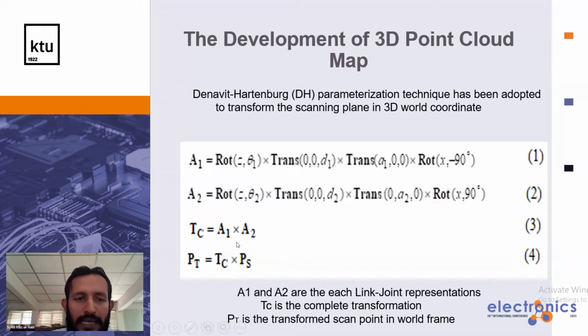Then we multiply this complete transformation TC by the individual discrete scanning points delivered by the scanner. As you can see, we are using the Hokuyo 30LX, which gives us approximately 1,000 scan points. So equation number 4 is run 1,000 times to transform the complete scan into the world coordinate system. For every particular angle, for example, when we generate values for theta 1 and theta 2, we repeat this step, and every time we get a transformed scan point PT, and then we plot this point into the world frame.